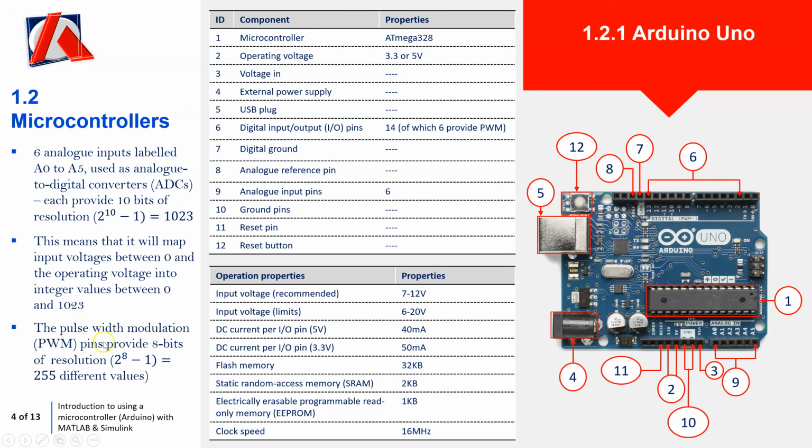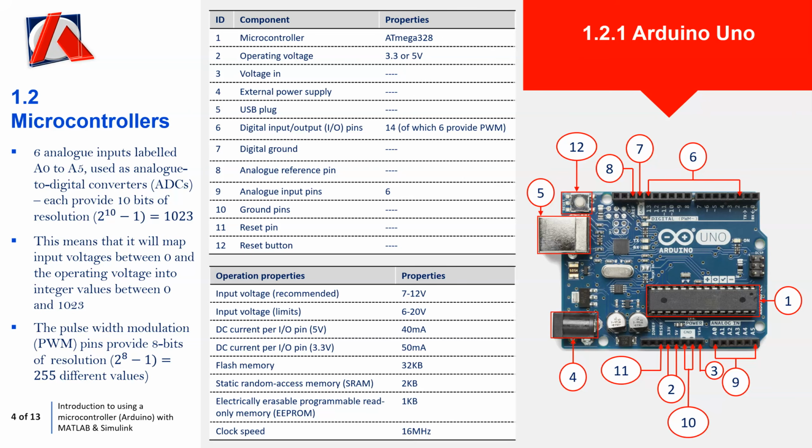And the pulse width modulation, which enables us to apply a voltage between 0 and 5 volts to the DC motor that you saw previously, is 8 bits, so that gives us effectively 255 different values between 0 and 5 volts. Again, a controller with more bits will give you better resolution in terms of control and perhaps better control.